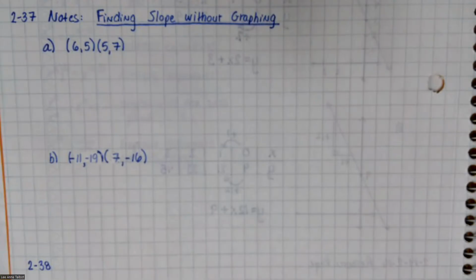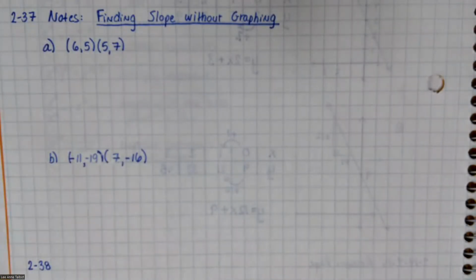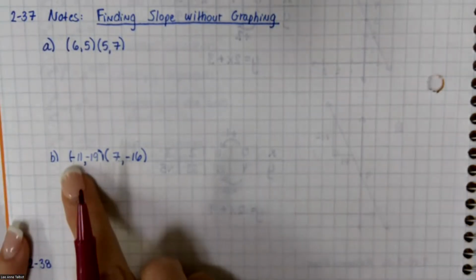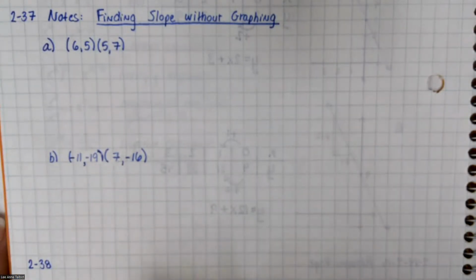Okay, so now's the moment. I'm going to teach you how to find the slope with no triangle. Whew. Don't have to graph the points at all. It's going to be great. Does anybody know how to do this already? I'm not surprised. Okay. This is -11, -19, and 7, -16 there.